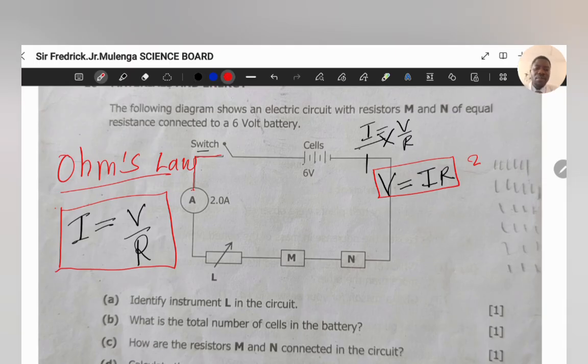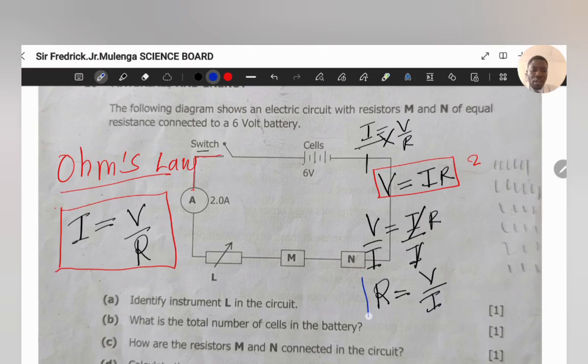You can also play with the same formula. If you are calculating, for example, resistance, you can just get the same formula. You write V is equal to I times R. So you want to make R the subject of the formula. So you divide by current both sides. That current cancels with that, so we remain with R. So R is equal to voltage over current. So whichever formula among these three can help you to calculate any of these. Okay, that's our formula 1.